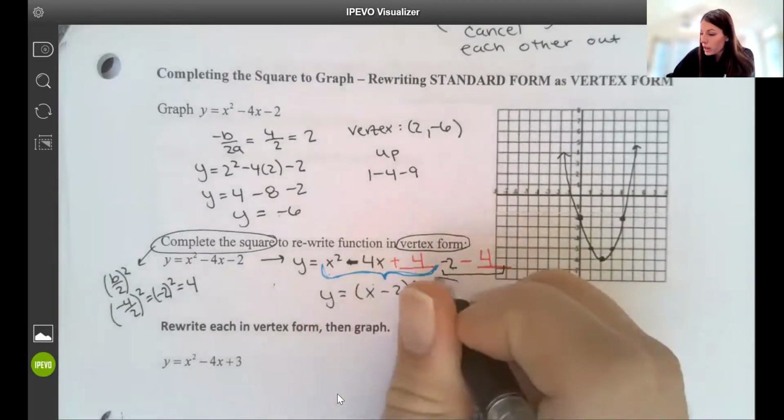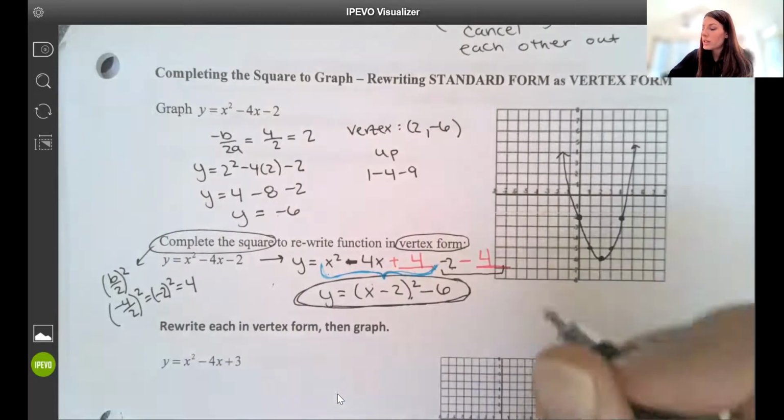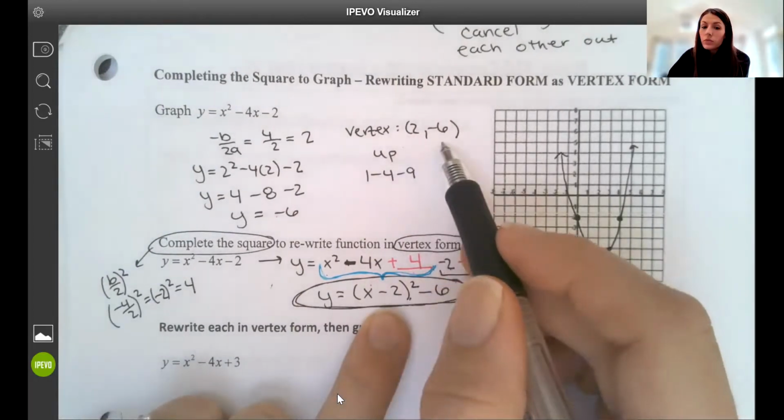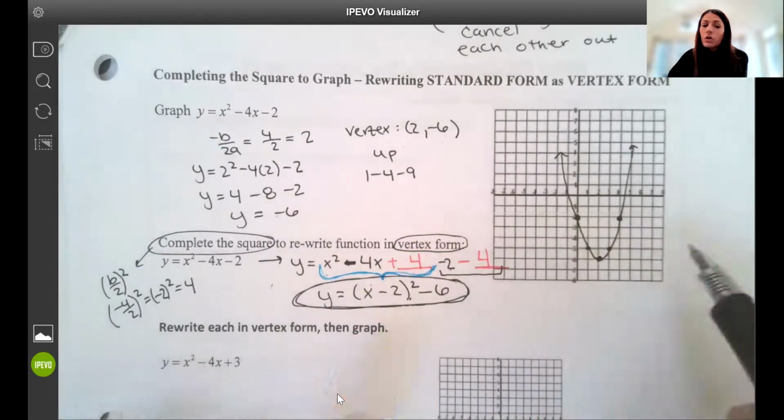Here's my same function in vertex form, and we can see that our vertex is 2, negative 6, and that it'll open up 1, 4, 9. It's the exact same graph.